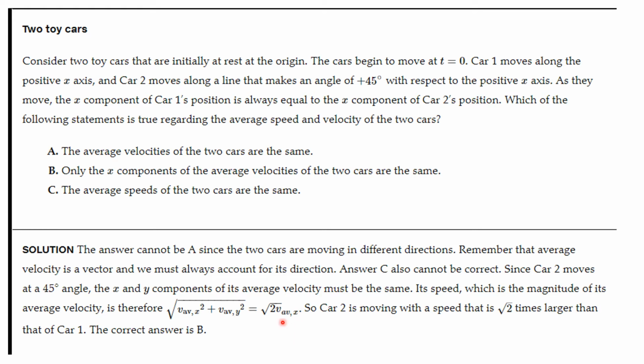So, that v average in the x direction should be outside of the square root. That's a typo. So car 2 is moving with a speed that's square root 2 times larger. So the correct answer has to be B.